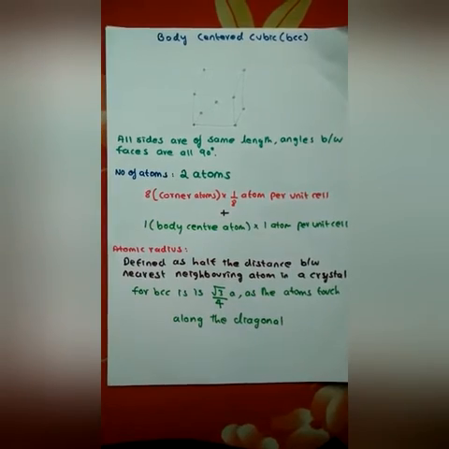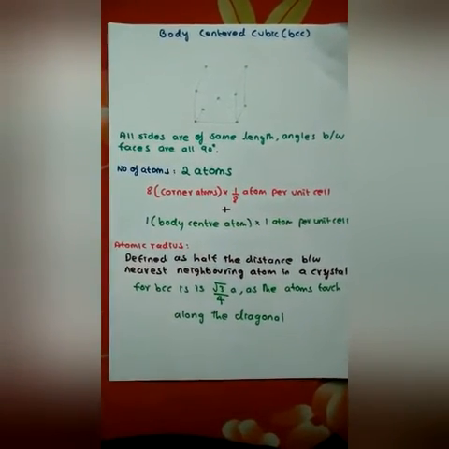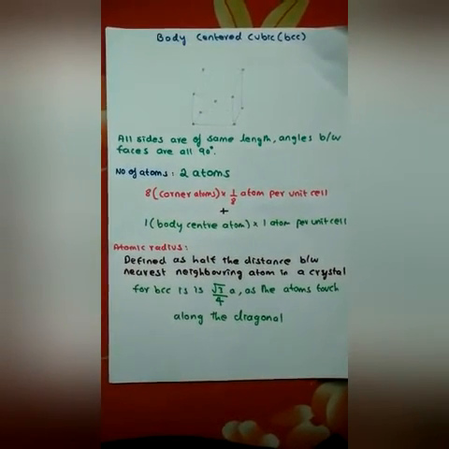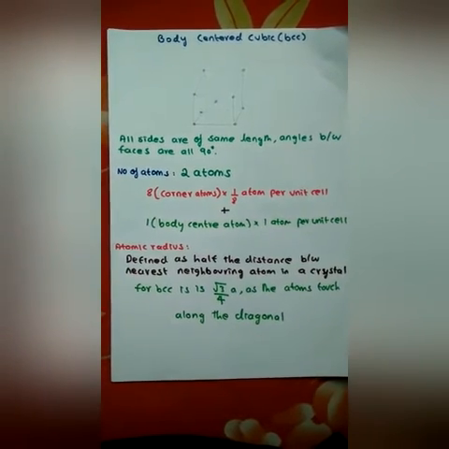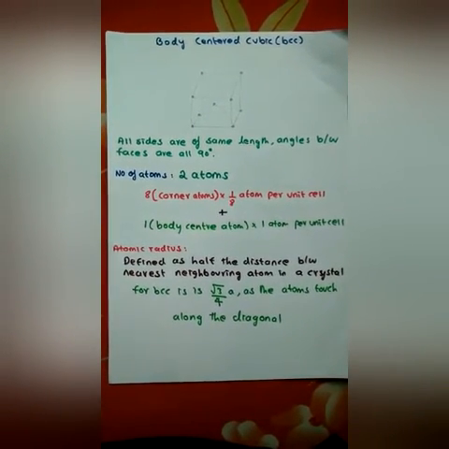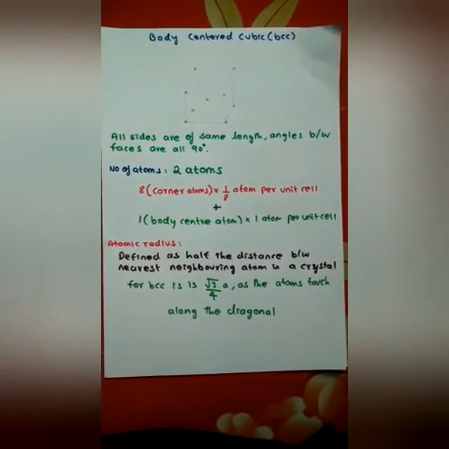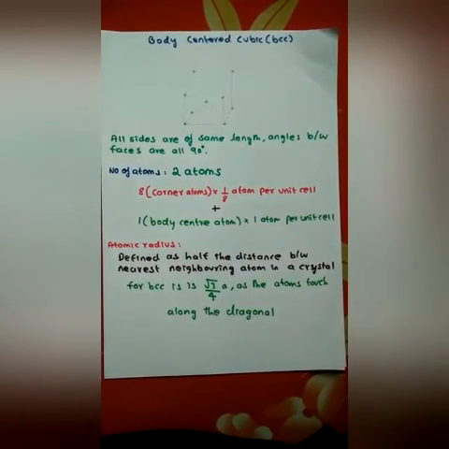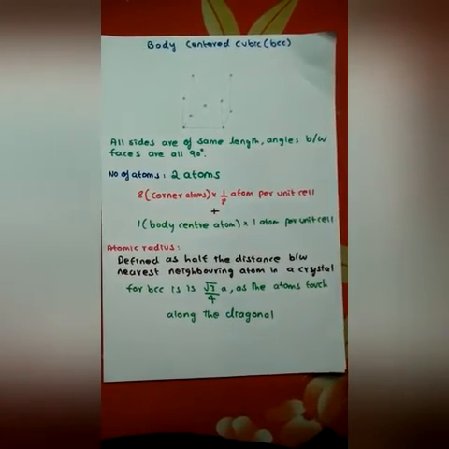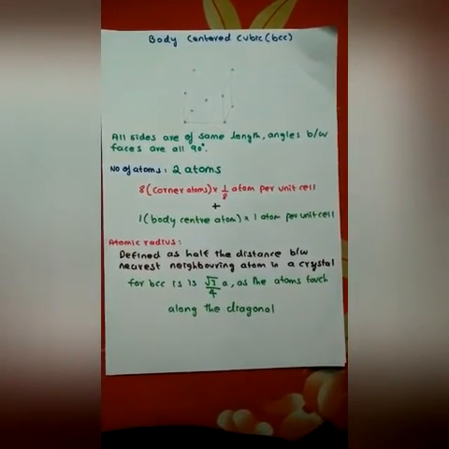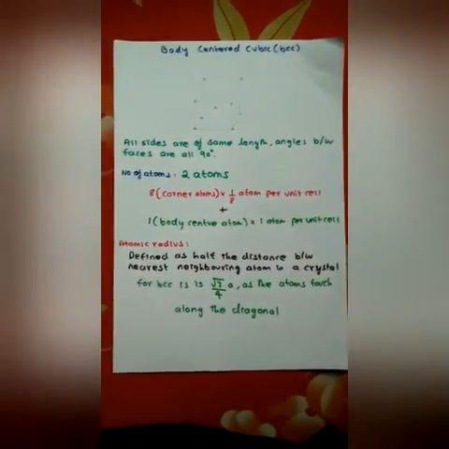Body centered cubic. In a body centered cubic structure, all sides are of the same length and the angles between the faces are all 90 degrees. The number of atoms in a body-centered cubic structure is 2. Atomic radius is defined as half the distance between the nearest neighboring atoms in a crystal. For a BCC structure, it is root 3 by 4 a, as atoms touch along the diagonal.